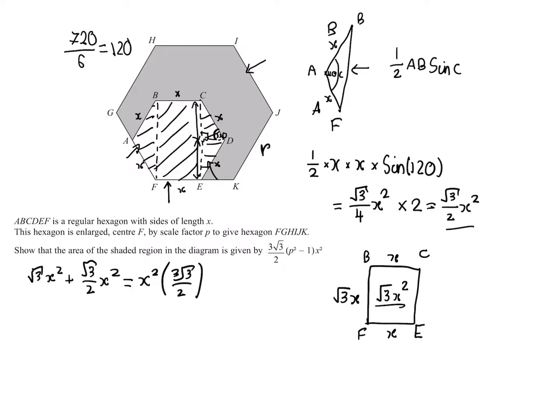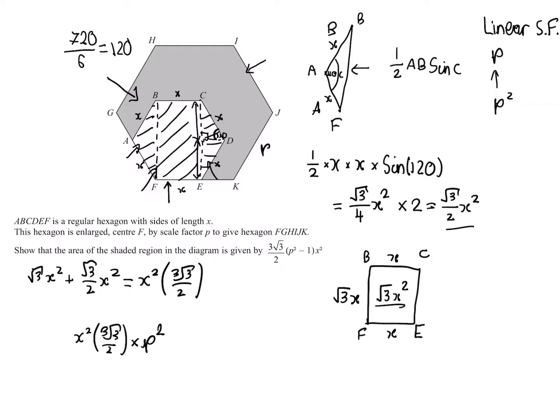Okay, so our linear scale factor is p. And when we have a scale factor of length, we also have a scale factor of area. The area is not going to be p times bigger, it's going to be p squared times bigger. So to get from this area to this area, we need to multiply by p squared. So the area of the larger hexagon is going to be the area of the smaller hexagon multiplied by p squared. So now we have the area for both of these.